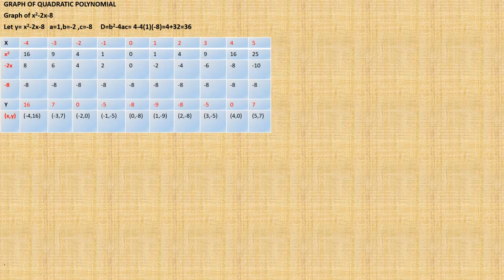If you get a positive b square minus 4ac, the graph will intersect the x-axis at 2 points. We will see the values of different points. This is one thing you have to remember. Preparing the table for the graph is very important. I will take the values of x as minus 4, minus 3, minus 2, minus 1, and 0, 1, 2, 3, 4, 5.